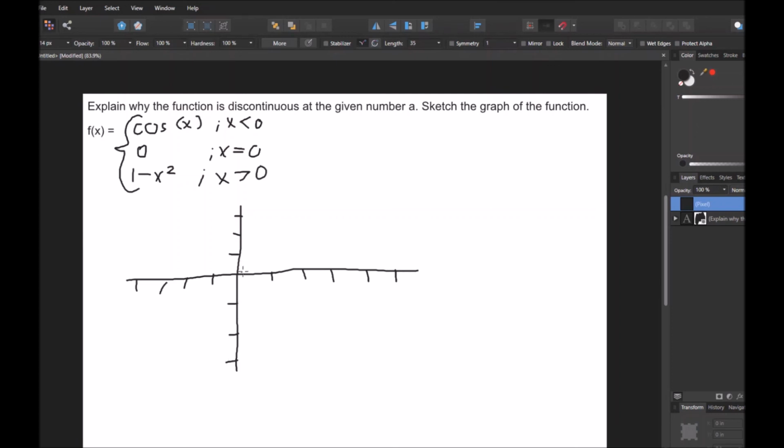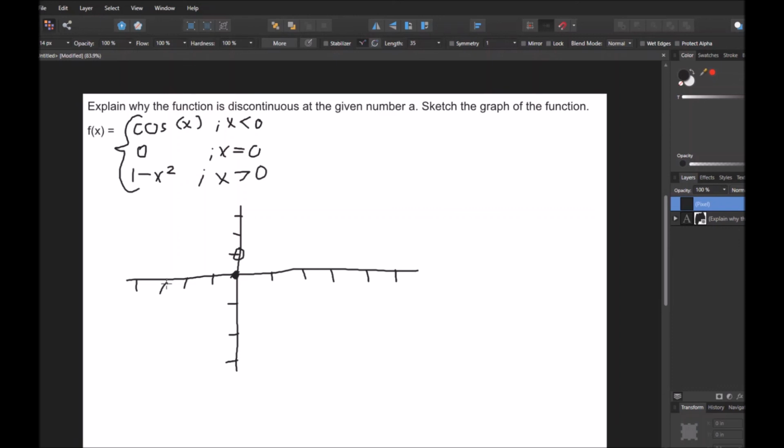So I'm just going to start off with the easiest one. At x equals 0, we're at 0. Now, as we know from the cosine graph, it starts off at 1. Cosine of 0 is 1. So I'm going to put that there, but I'm going to put it at an open circle to indicate that it does not include 0. It would just approach 0.